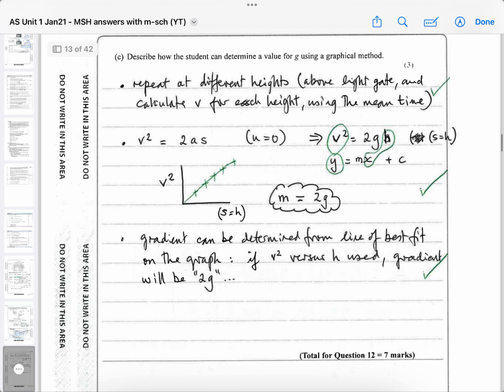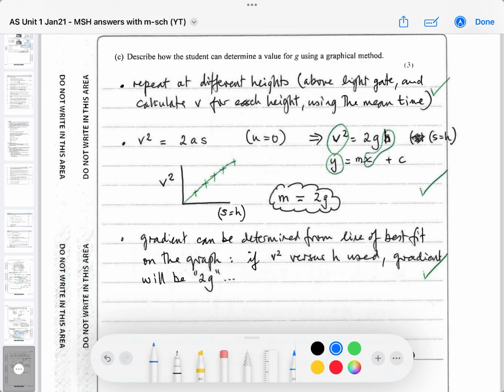So describe how the student can determine a value for g using a graphical method, okay? So yet again, I should underline or double underline graphical method. They always want you to do a graphical method. So it says repeat at different heights above the light gate, and calculate v for each height using the mean time, okay? So that's what gets you the marks. So the main thing is to repeat at different heights, but obviously it's above the light gate, so make sure that it's crystal clear to the examiner, okay?